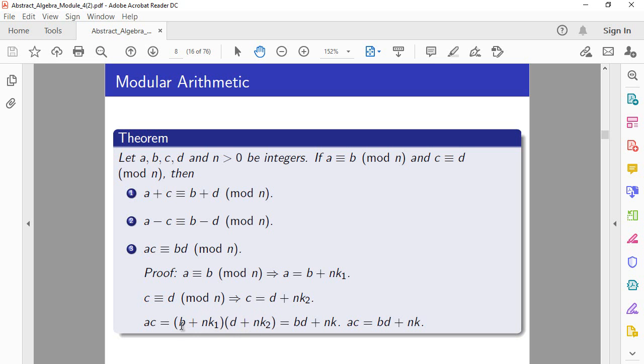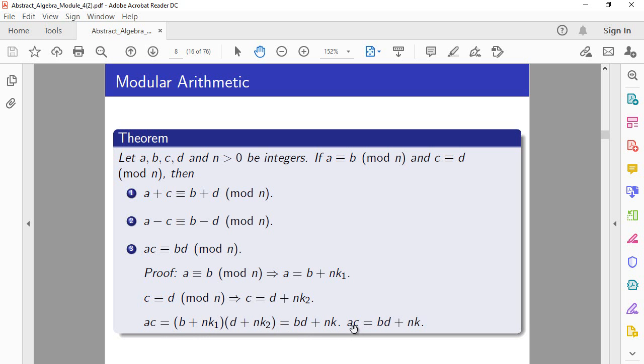So when I multiply b with nk2, that's a multiple of n. d times nk1, that's a multiple of n. And nk1 times nk2, that's also a multiple of n. So when we multiply out here, we're going to get four terms. One of them is bd, and the other three terms will be a multiple of n. So we see that ac is equal to bd plus a multiple of n.